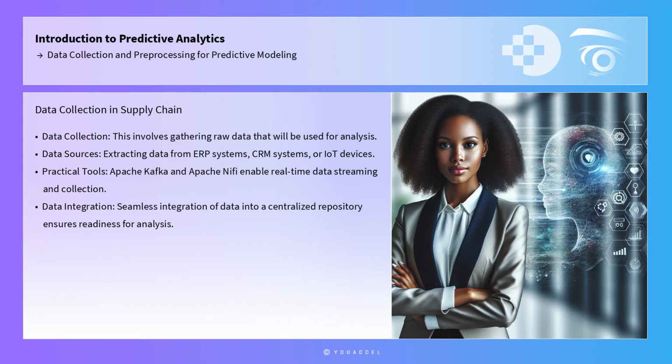Once relevant data sources are identified, the next step is data collection, which involves gathering raw data that will be used for analysis. In the context of a supply chain, this could involve extracting data from enterprise resource planning systems, customer relationship management systems, or Internet of Things devices. Practical tools such as Apache Kafka and Apache NiFi can facilitate this process by enabling real-time data streaming and collection. These tools allow for seamless integration of data from various sources into a centralized data repository, ensuring that data is readily available for analysis.